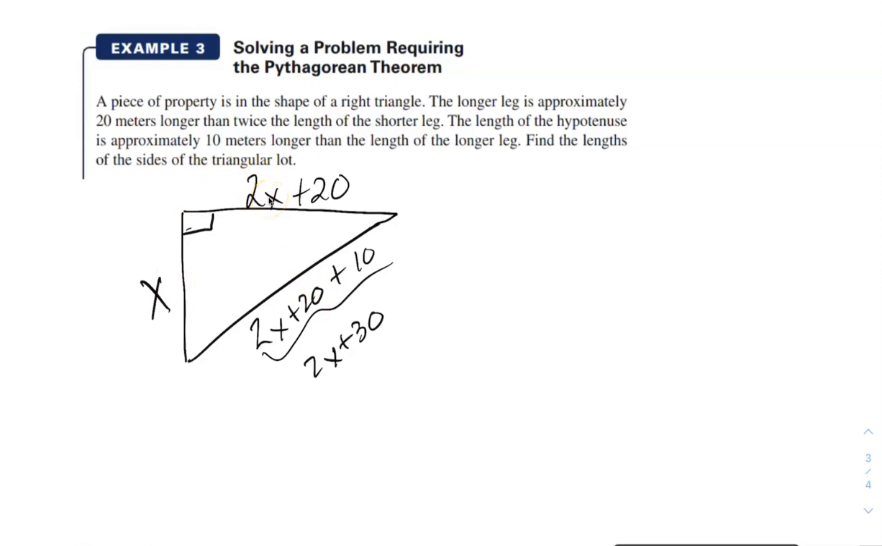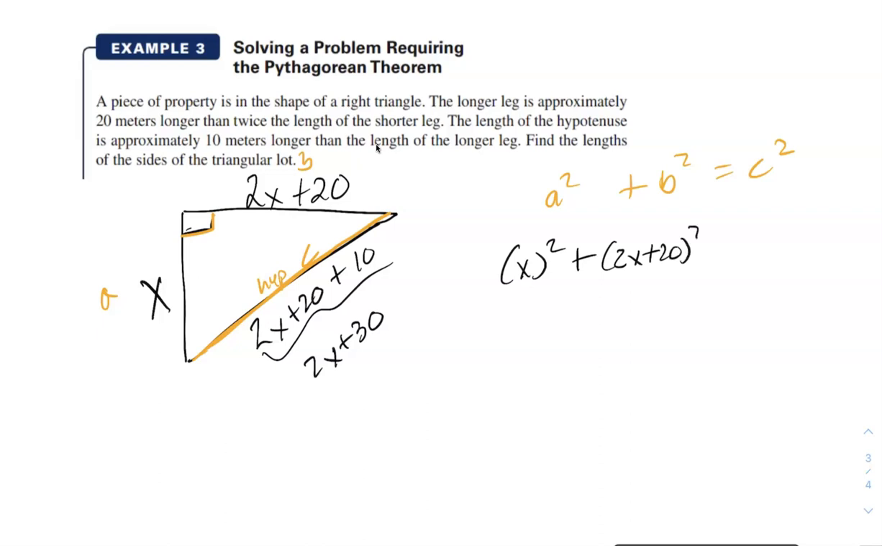Well, this is a right triangle, so there's one famous formula we could use, which is a squared plus b squared equals c squared. Remember, in that formula, c is the hypotenuse, so it's opposite the right angle. So this is my hypotenuse, this is my c. A and b don't matter. So we get x squared plus (2x plus 20) squared equals (2x plus 30) squared. So now we have to solve this.